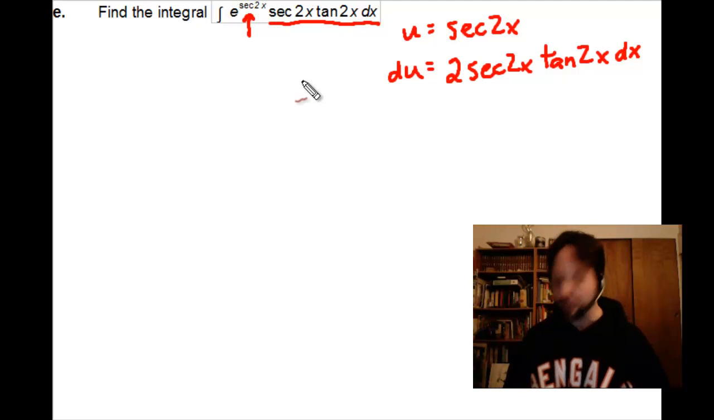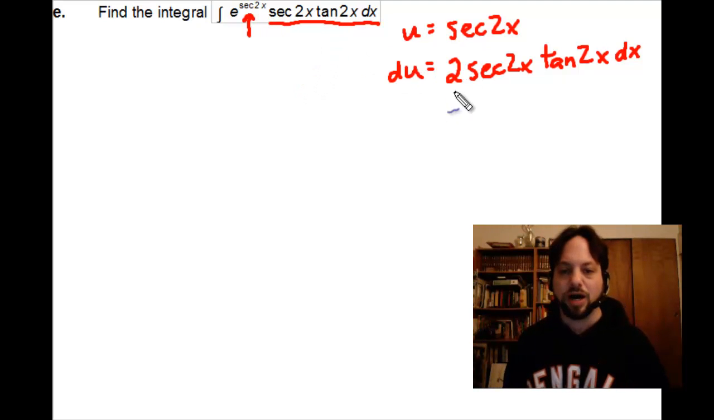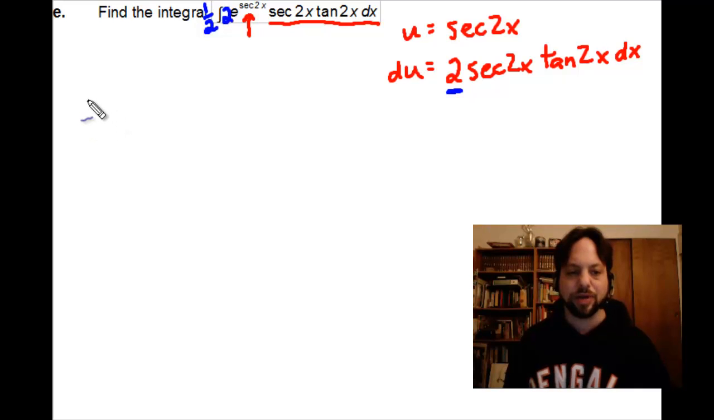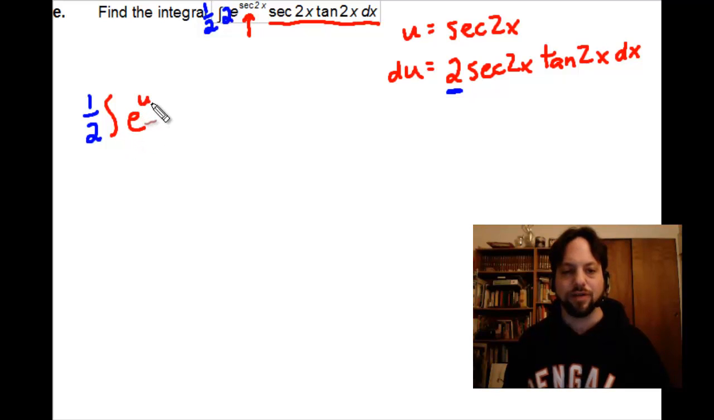What's the only thing missing? What's the only thing we need to correct for? That's going to be this 2 that's hanging out. So if we go ahead and stick a 2 right here and balance it with a 1 half outside, what we're going to end up with is, once again, going to look a lot like the last problem. It'll be 1 half the integral of e to the u du. Wow, that looks like the last one we just did. But let's go ahead and work it out.